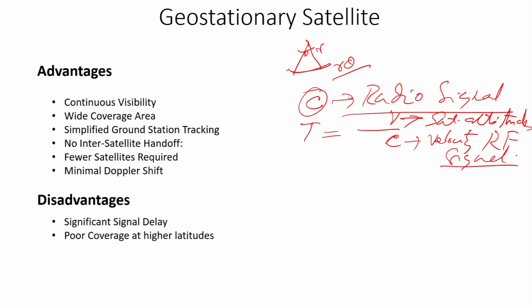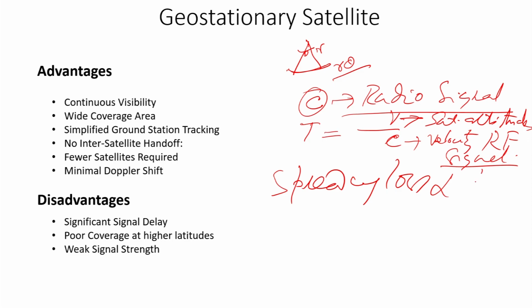Then since it is an equatorial orbit, when you go to higher latitudes you are going away from the equatorial plane, so the coverage will be poorer, and there is a weak signal strength. Whatever signal is sent by the satellite or by the ground station will have path attenuation. This is called the spreading loss. It is a function of 1 by r square, so the higher the r, the higher the signal loss. So you have a weak signal strength, and launching and building the satellite involves higher costs.